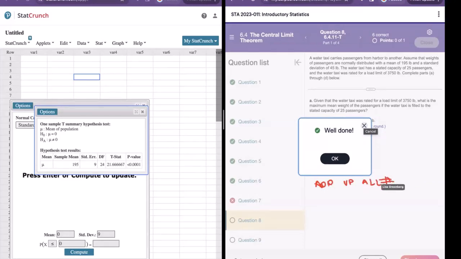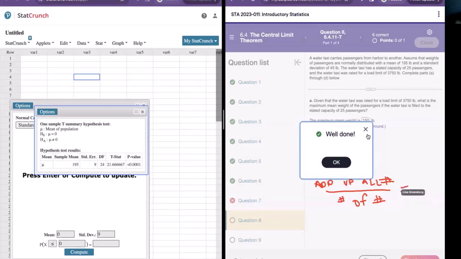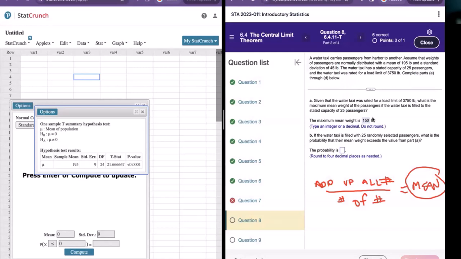Then you divide by the number of numbers. Let's just say it like that. Agreed? And this would be equal to the mean. So if we add up all the values, aren't we going to get 3750? Correct. And then how many things are we going to add up? We're adding up 25 passengers. So you would just divide this by 25. That would give you the mean, because that's what that equals.